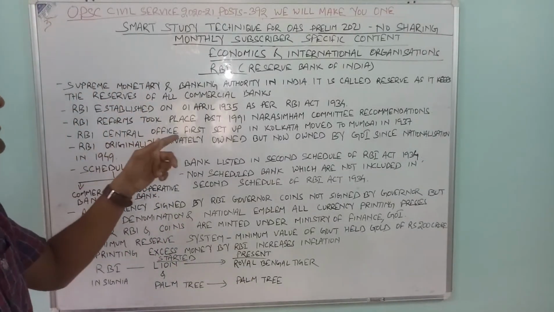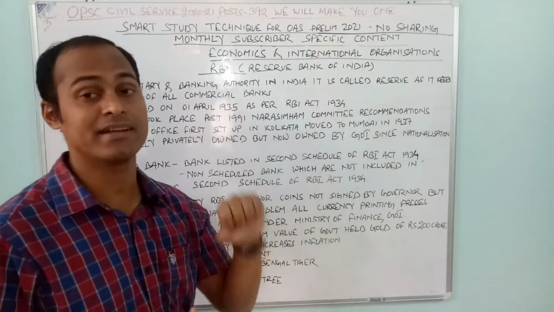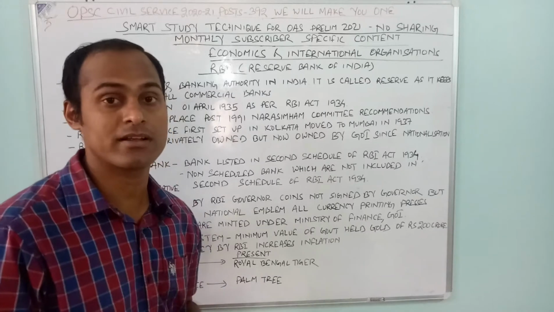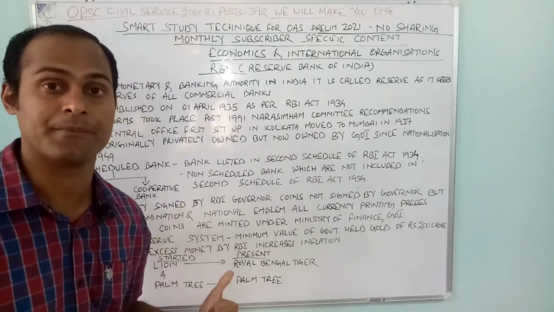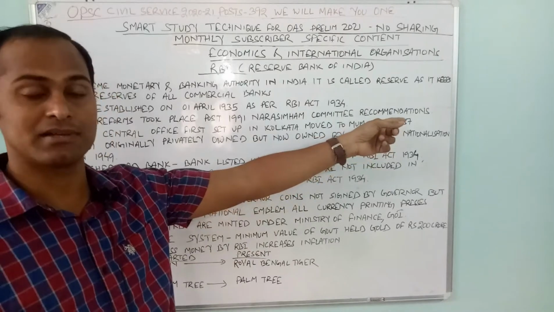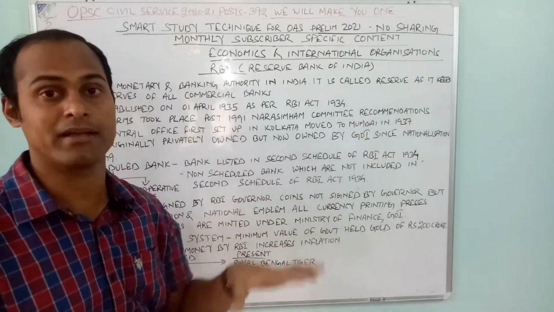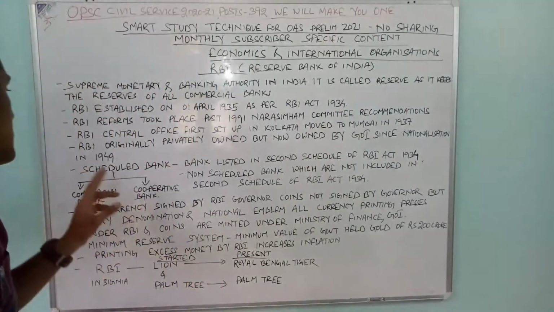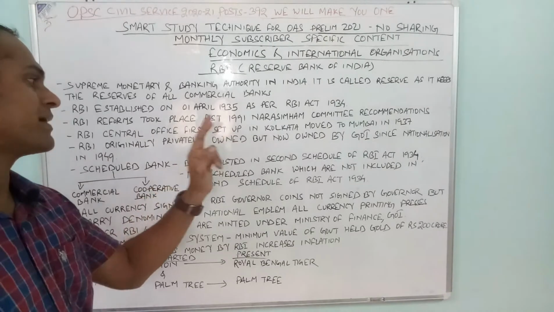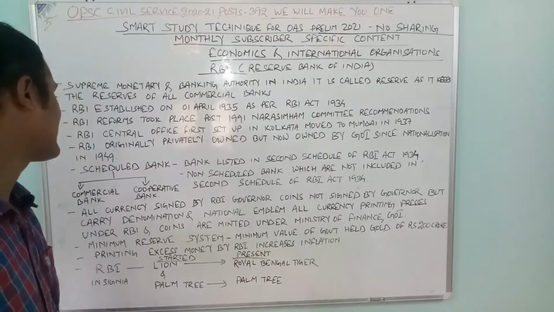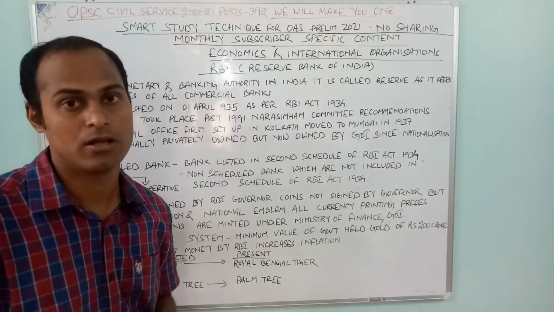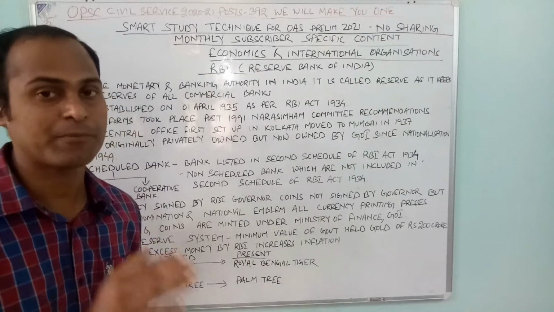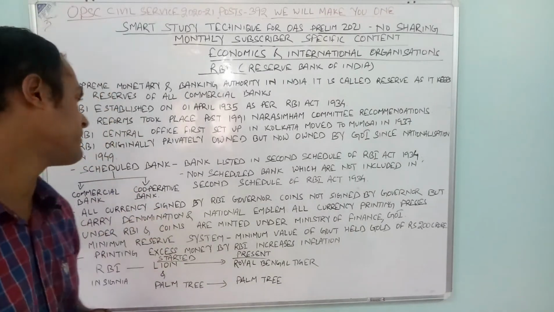Then, the RBI central office was first set up in Kolkata and moved to Mumbai in 1937. They can ask you a question: the first headquarters of RBI was Kolkata. Later it was shifted to Mumbai in 1937, where it is currently located. Then, RBI was originally privately owned, but now it is owned by the Government of India since nationalization in 1949. Till 1949 RBI was privately owned, and post 1949 it is government owned.